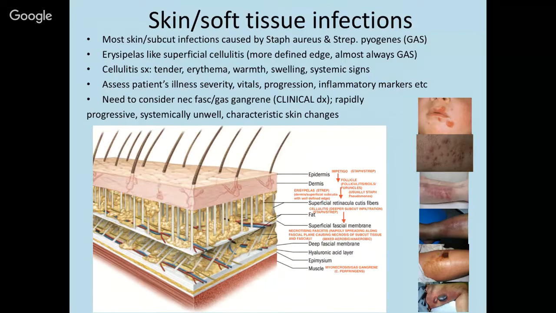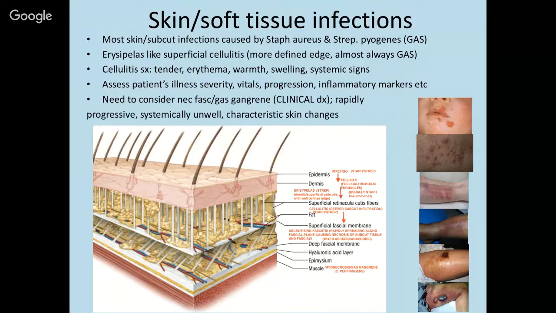And you need to consider the severity and the vitals of the patient, because these things can progress, and there's always a worry of two more deep infections. There's a worry of necrotizing fasciitis, which is like the flesh-eating bacteria that goes along the fascia, and gas gangrene, and they're both very serious, deeper skin infections.